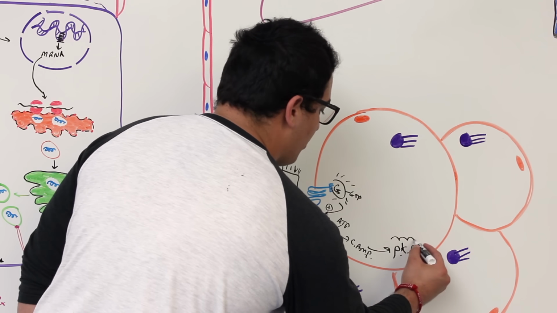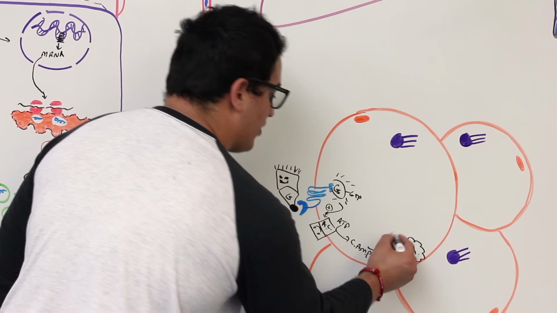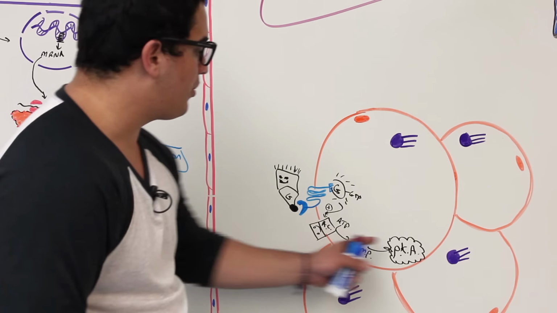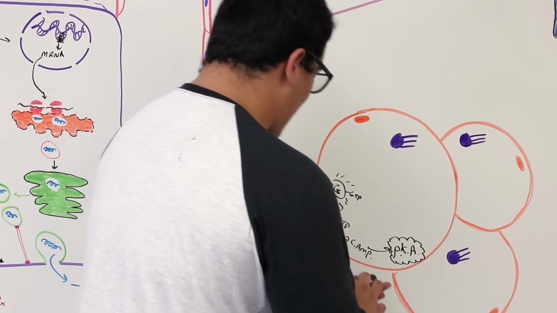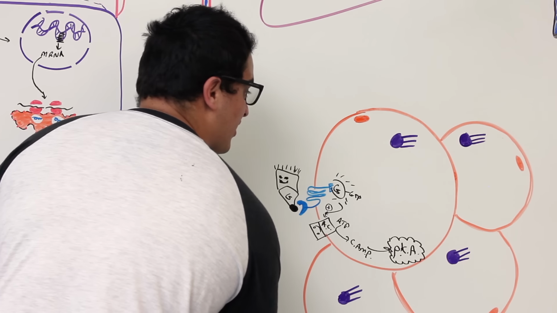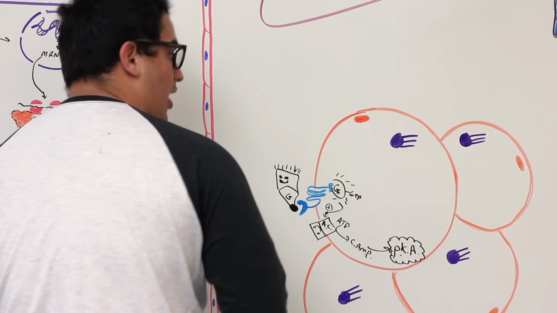Again, why is this important? Because glucagon can't just get into the cell and start exerting its functions. It has to do it through a second messenger. Now, why is that important? You guys have probably seen this 1,000 times already.